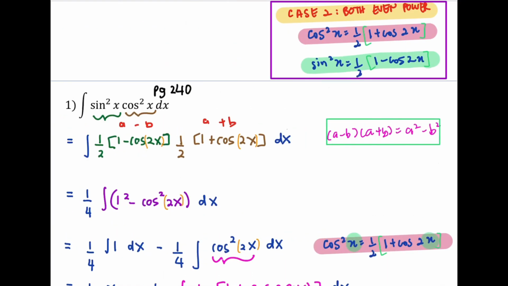I hope you are clear with this example where you see that both of them are even power. So you need to rewrite cos squared and sine squared in terms of this function here, and then expand and then further solve them.